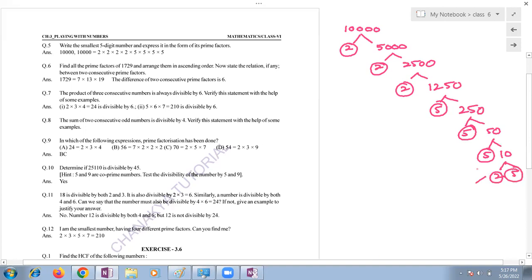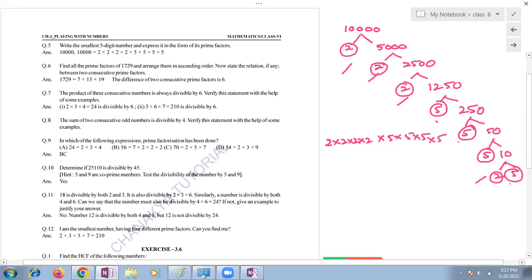How many times is 2 repeated? 1, 2, 3, 4. 4 times, very good. So 2 four times, and 5 four times, children, repeat.